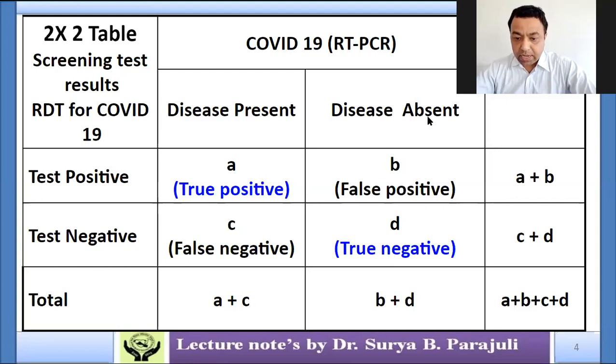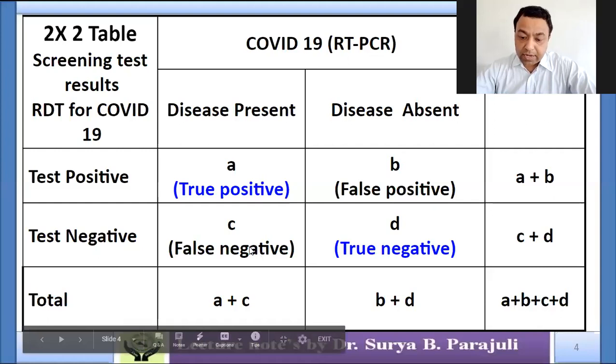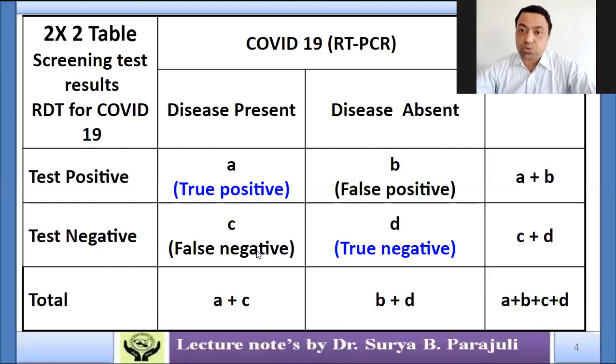And here you can see this is actually absent, but this test identifies it is positive. So it's a positive in this test, but it is false. So it is called false positive or FP. Second scenario, actually disease is present, but test is negative. So negative, it is false negative. It is negative, but it is false. Actually, it's a true positive.